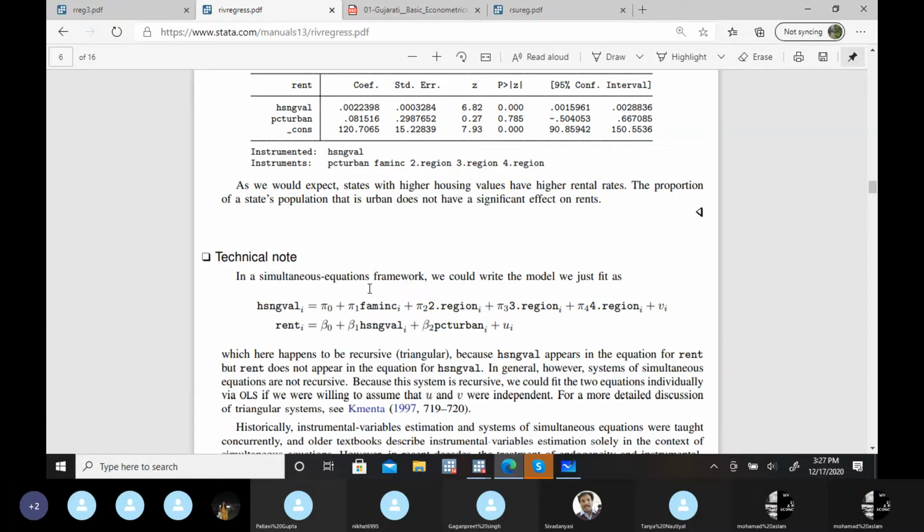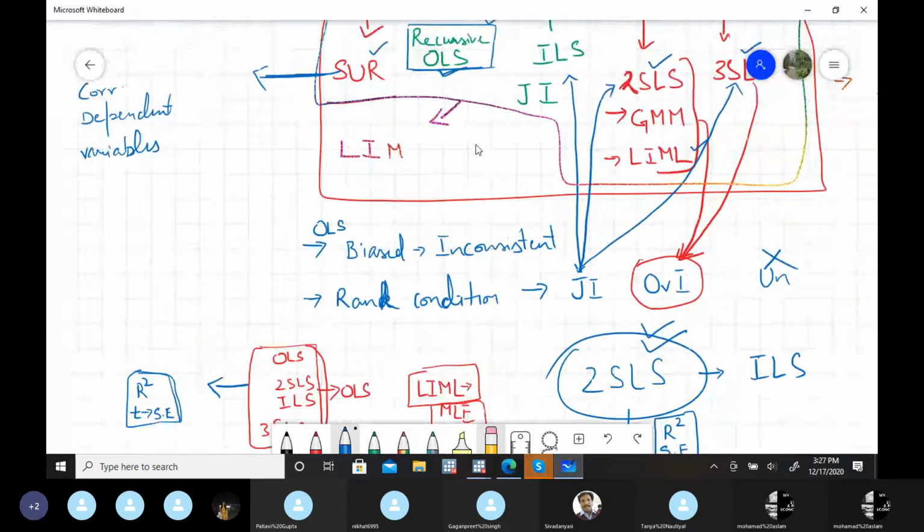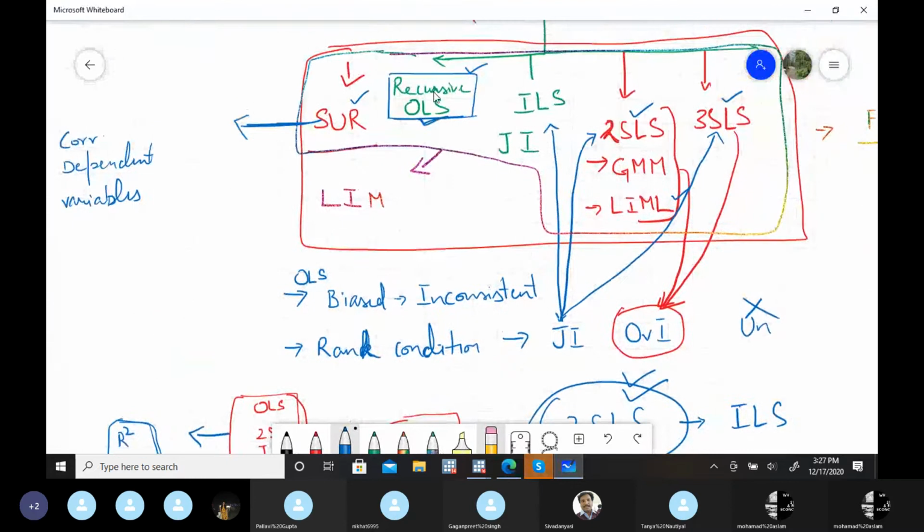Although it's written here on this particular page, I have to hide it first. Already it's written recursive, triangular. So it's this particular case, recursive OLS. We do not need to worry about any biased or unbiased problem. We can simply apply the OLS method. So it's a recursive model. Again, a simultaneous equation model with a recursive case.